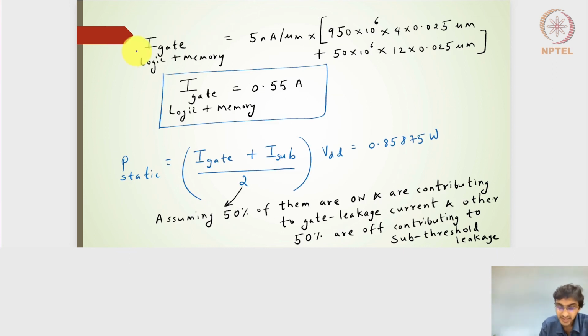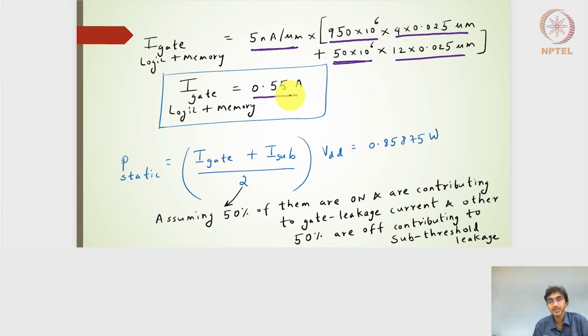Right. So the last one, the gate leakage current for the logic as well as the memory. So the 985 into 10 raised to 6 transistors of the memory devices have a width of 4 lambda, and 15 into 10 raised to 6 transistors have a width of 12 lambda. So that is what is written here, multiplied by the gate leakage current, which is characterized as 5 nanoamperes per micron. So my gate leakage current for both logic and memory is 0.55 amperes.